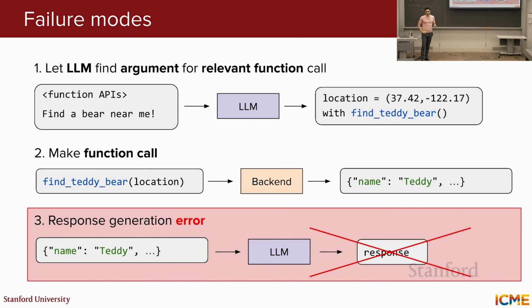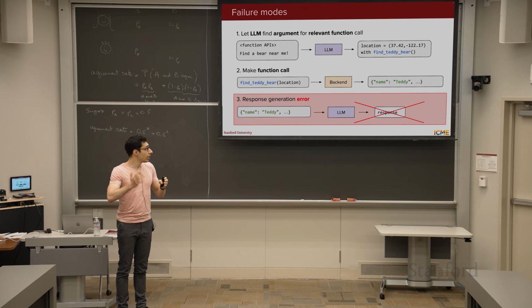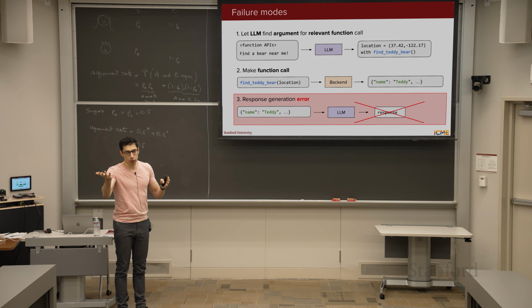OK, great. So we have seen two more possible errors at the function call level. Now let's suppose that everything went great at the first step, everything went great at the second step. So you have found the right tool output, but now the model has trouble synthesizing the output into a meaningful response.